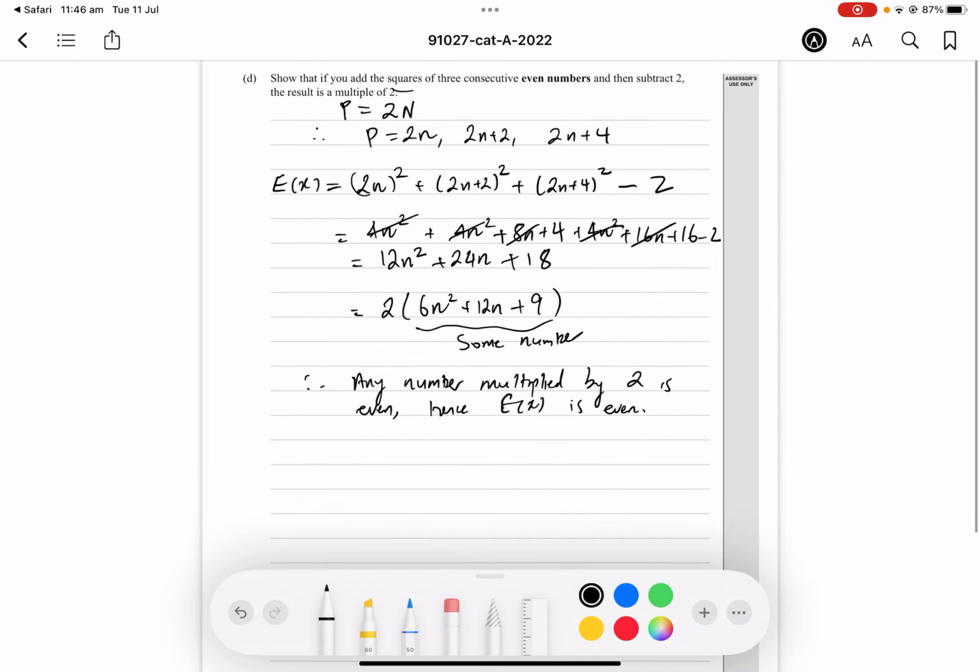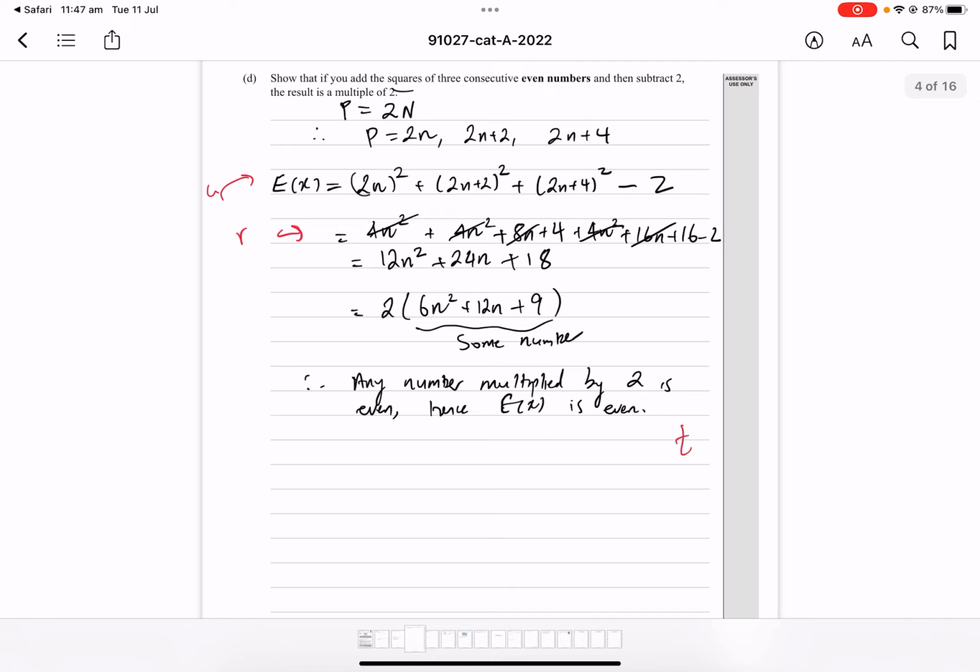And that's really all we need to do. That's an excellence level grade. You can get up to the final steps here. To get a merit, you will need to simplify the quadratic expression up to this step here. To get an achieved, you will need to have a correct expression for the sum of 3 consecutive even numbers. So we have E of x equals the correct expression there. That is an achieved. That's it for question 1.